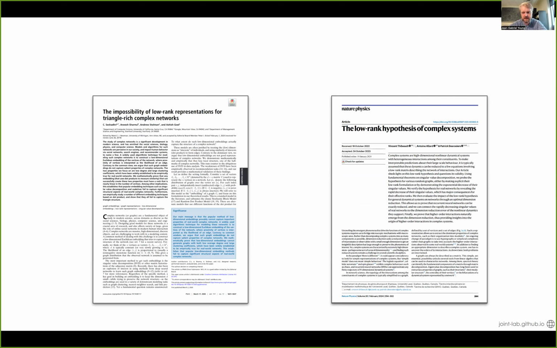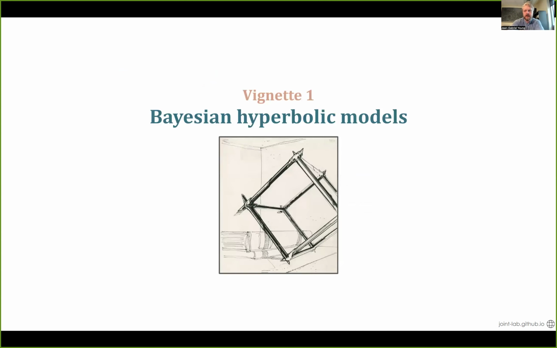Because of the kind of product structure that they have, there's been kind of this battle that says, oh, maybe we can, maybe we can't. It's still, I think, not fully settled. And so for today's talk, I want to talk about two vignettes. So two things we've been working with in the lab in this space of low dimensional embeddings for networks. And the first one is this Bayesian approach to hyperbolic models.